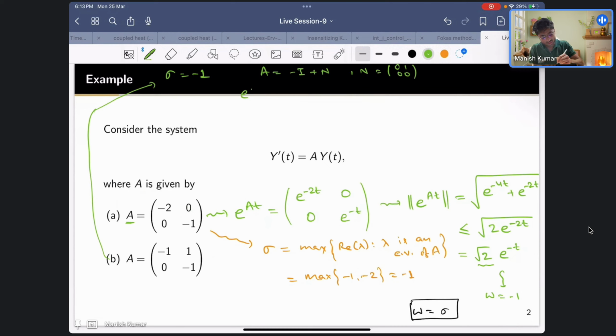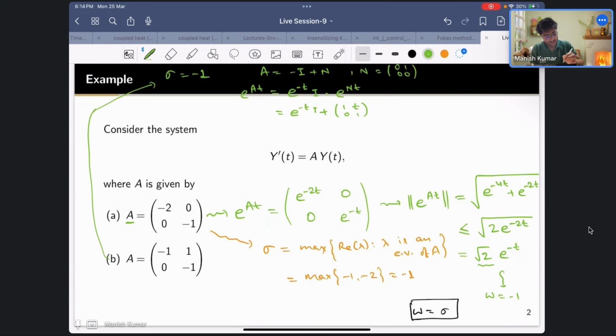So e^(At) would be given by e^(-It), which is -t times I, and then e raised to the power Nt, right? So you'll get e^(-t) plus e^(Nt). If you do, you will just get I plus Nt, because N squared onward it will be 0. So you'll get 1, t, 0, 1. This is the matrix that you get.